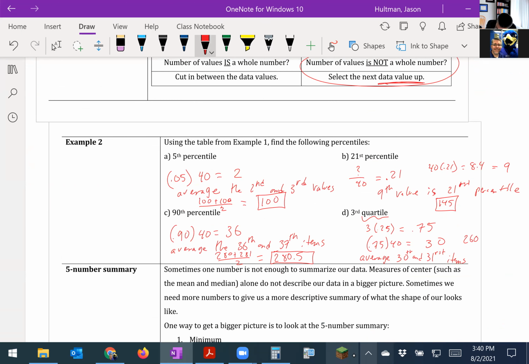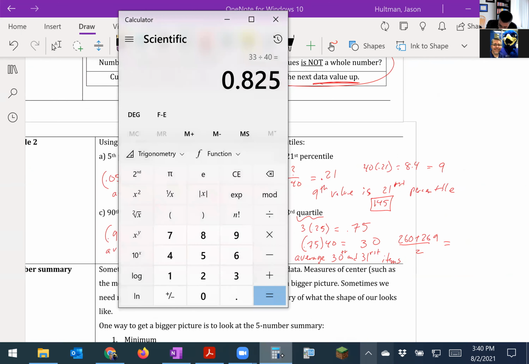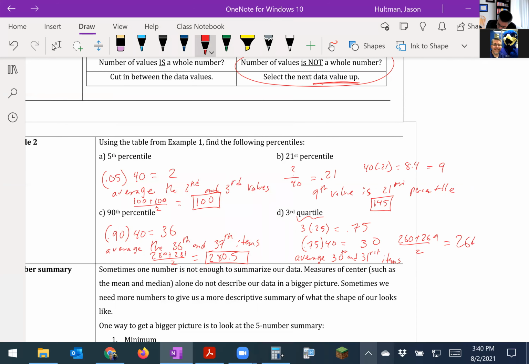260 plus 269 over 2 is equal to, let's go to the calculator on this one. 260 plus 269 is 529, divided by 2 is 264.5. So 264.5 is the third quartile, or the 75th percentile. So what does that mean? That means 75% of the values are below 264.5.